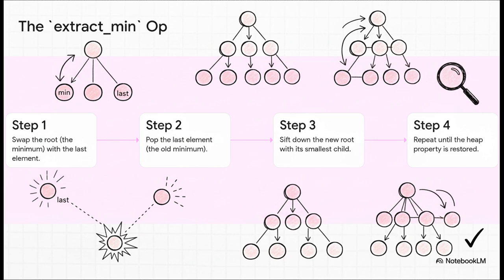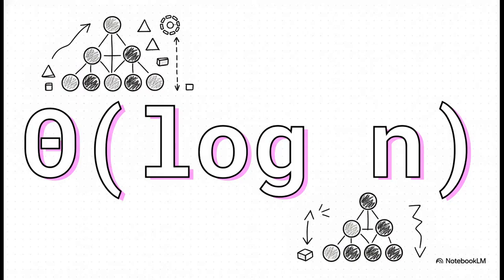Of course, now you've got this random element at the root messing everything up, so you sift it down, swapping it with its smallest child over and over until it settles into its correct spot. And just like inserting, this sifting down dance only has to travel the height of the tree. So once again, the time complexity for getting the most important item out is a super efficient O(log n).